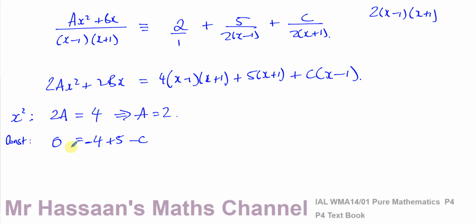Now, you can see from here we can find what c is. If you rearrange this, you're going to have c is equal to minus 4 plus 5, which is 1. So we now know a is equal to 2, and we know that c is equal to 1.